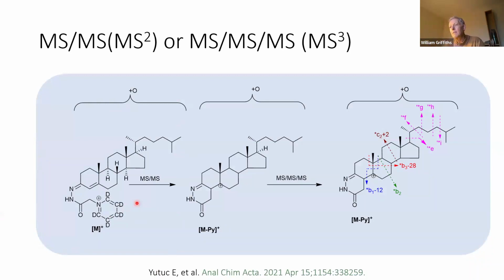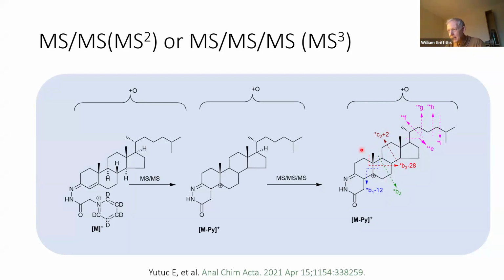If we then do the first step of fragmentation, we lose the pyridine group. Then this is unstable and will fragment further. And when it fragments further, we get fragmentation in the ring system, and we also get fragmentation in the side chain. So that means you get fragmentation spectra, which are diagnostic for the parent molecule.